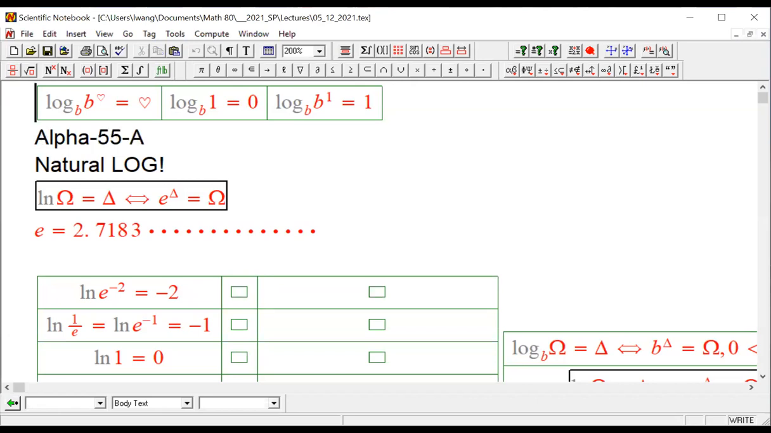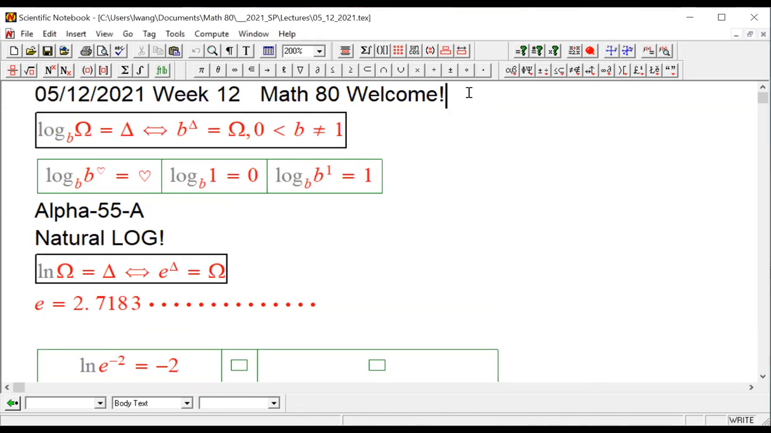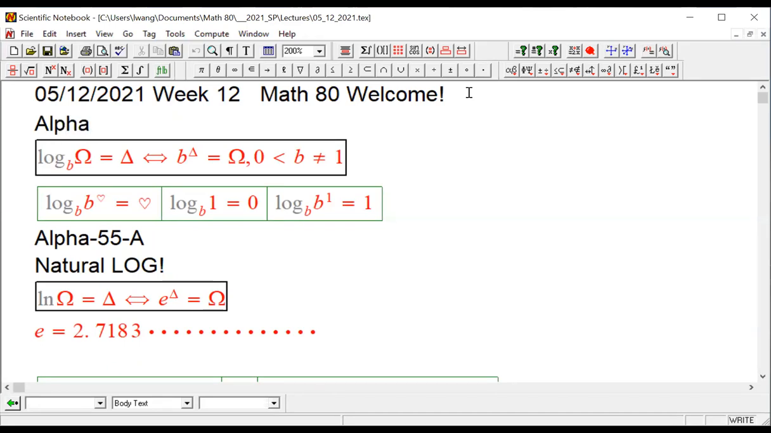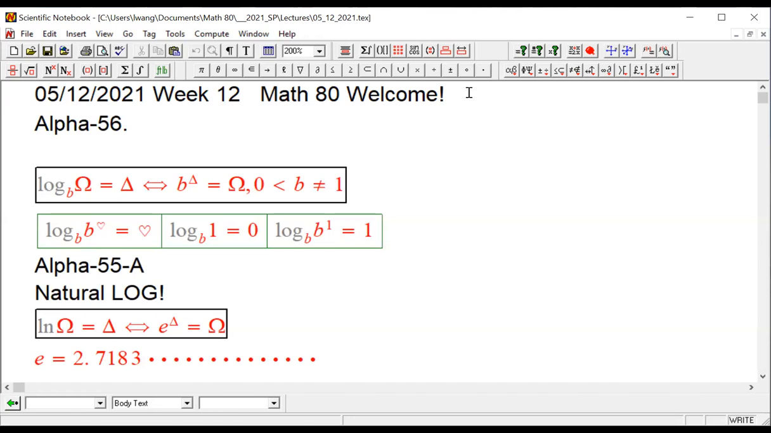Next we're going to explore some other features of logarithm, some other questions of logarithm. Let's look at alpha 56. For alpha 55, we have 55A, 55B, 55C. You only need to do A, okay? You are highly encouraged to do B and C. So next, we're going to get to alpha 56, so we're going to have a head start. Next week, we're going to focus on 56.